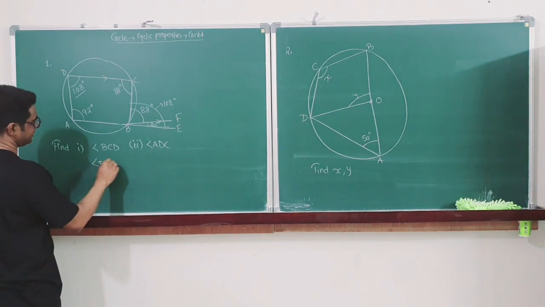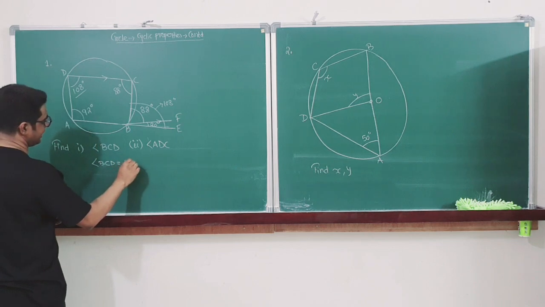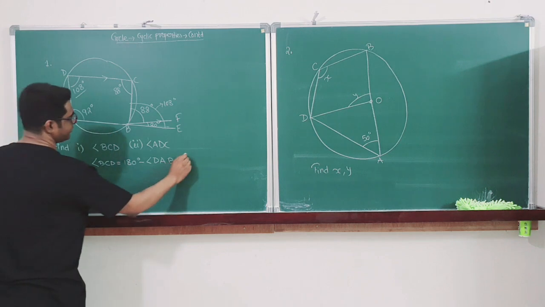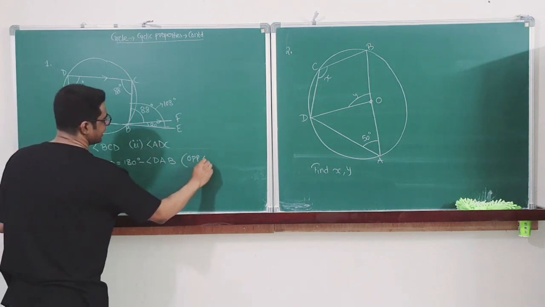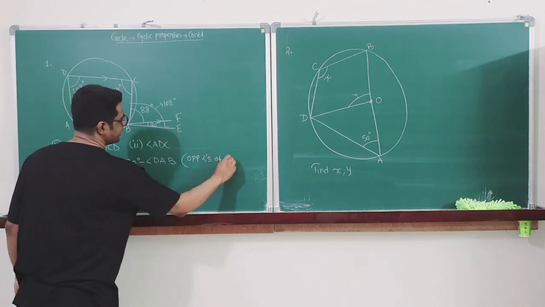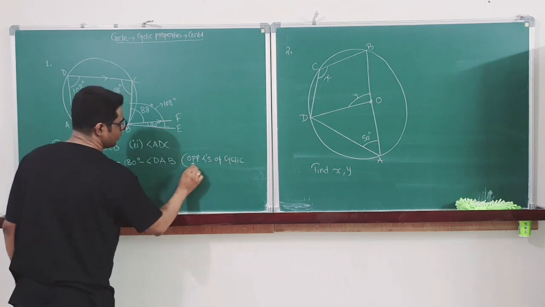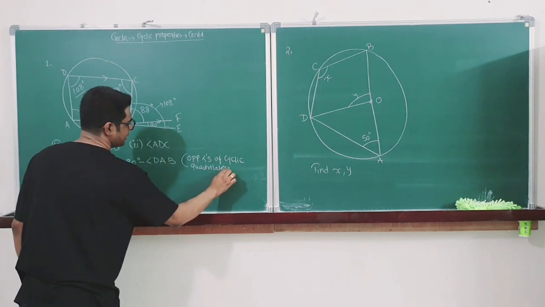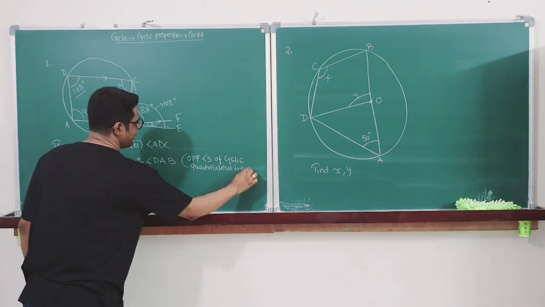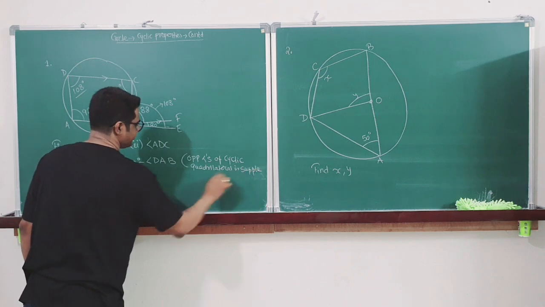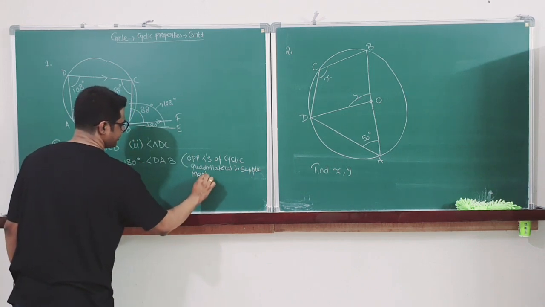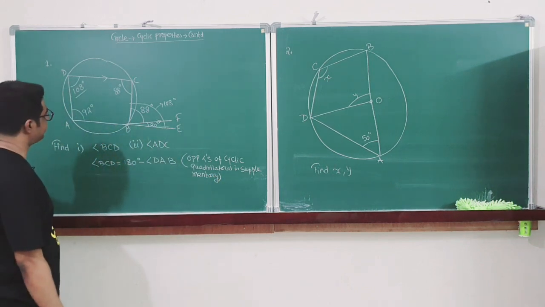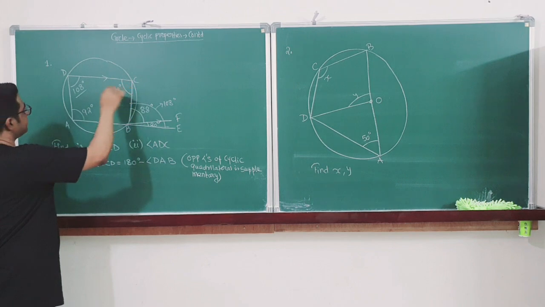angle BCD is equal to 180 degree minus angle DAB, opposite angles of a cyclic quadrilateral is supplementary. Okay? Next I have to calculate this angle. Which one? This angle.